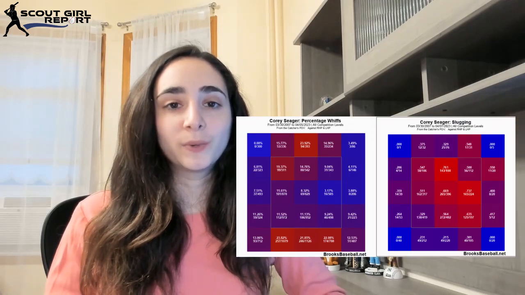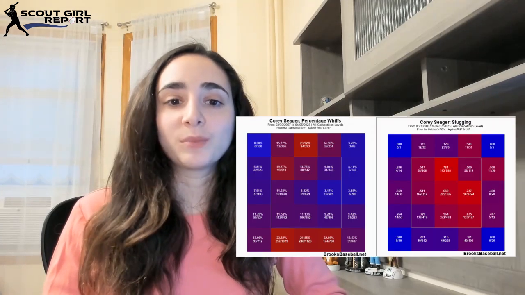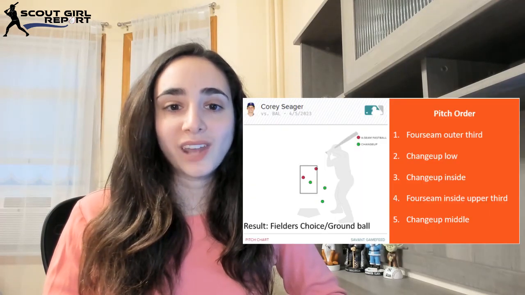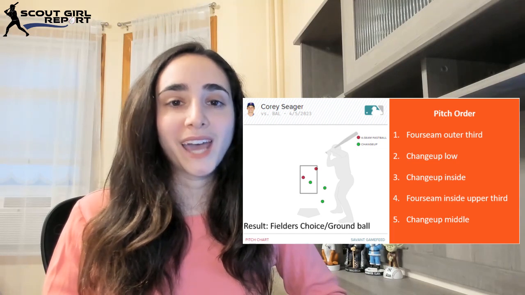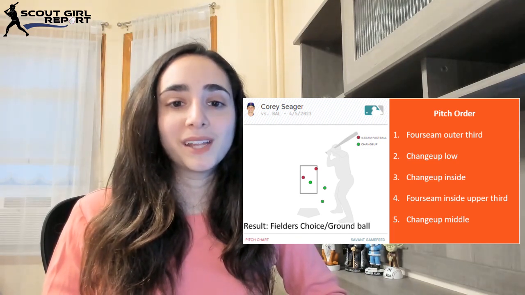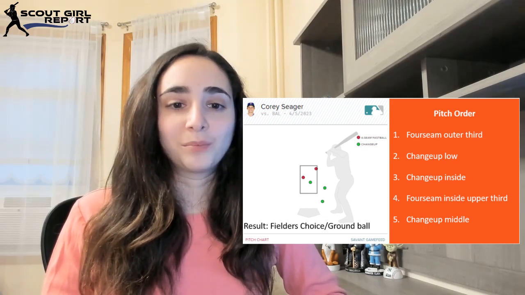Now let's look at left-handed hitter Corey Seager, who has a more aggressive approach at the plate. Based on Seager's heat maps below, we can see that he historically whiffs at pitches high and low and does the most damage against pitches inner third and up and in. Walking through his first at-bat, the order was a four-seam to the outer third, changeup low, changeup inside, four-seam inside upper third, and a changeup middle.